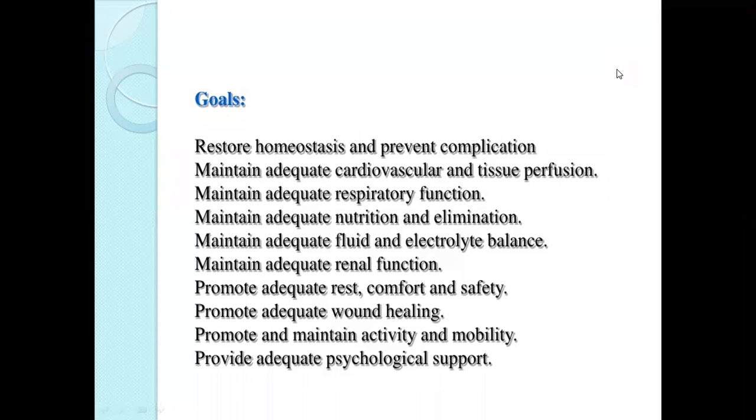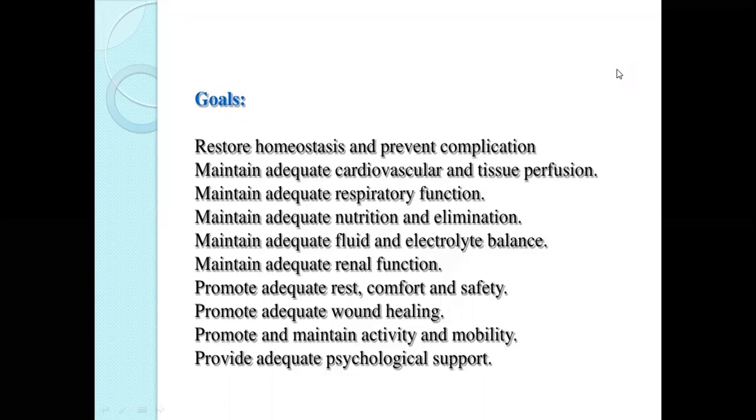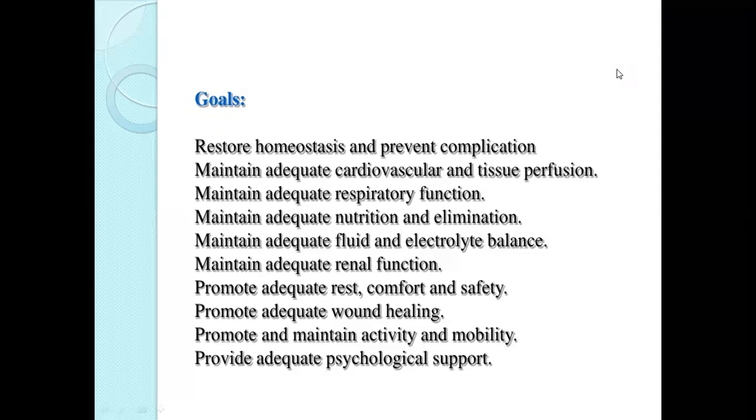Then to provide adequate psychological support, okay, especially if a surgery involves any form of amputation. Suppose a part of his limbs or a part of his arms is removed. That type of surgery will really affect the person psychologically, okay. He might have depression because it's affecting his body image, right? Yes or no? Because his limb has been removed. So in so many aspects, we have to always provide psychological support to the patient as well as to the family members, okay. So these are actually the overall goals of post-operative care, okay.